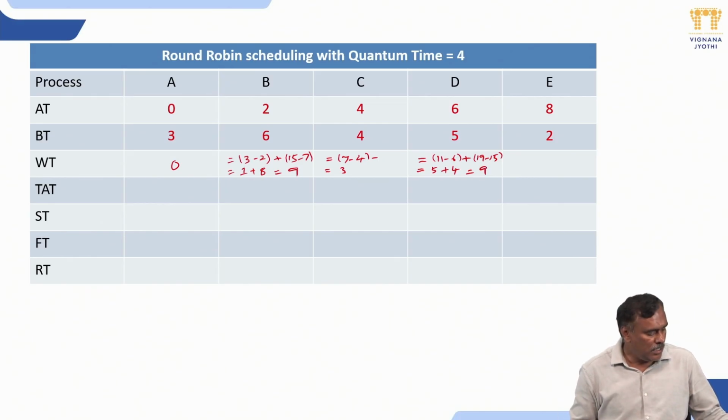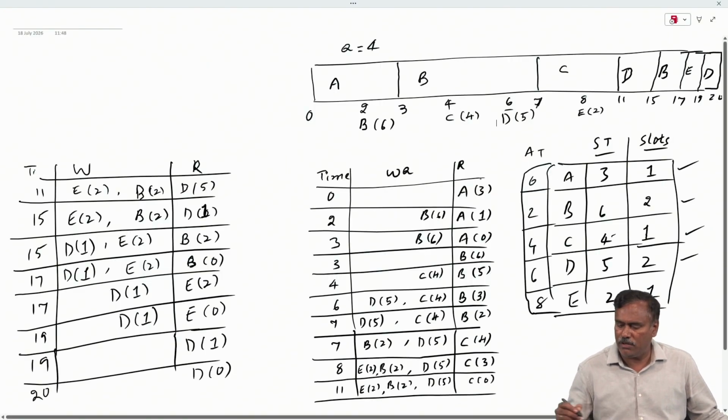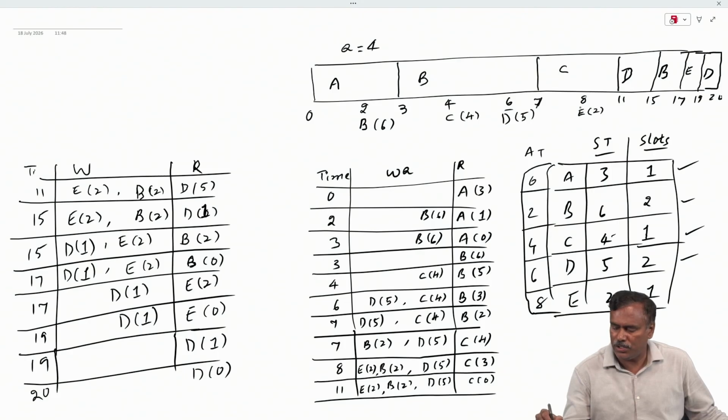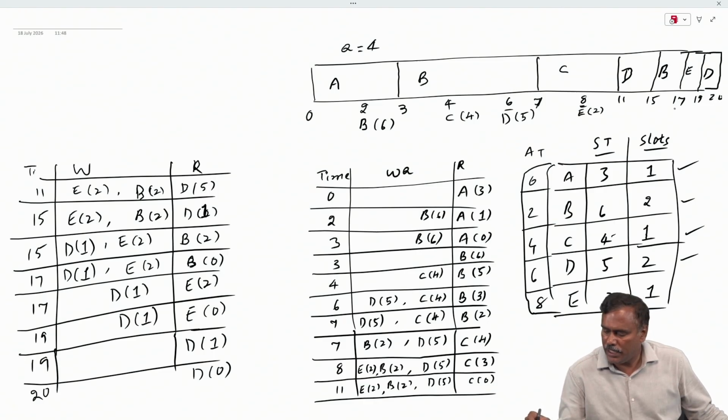And then moving on to this process E, you know process E entered the queue at the 8th interval of time. In a single slot it is getting executed. It has waited from 8 to 17.